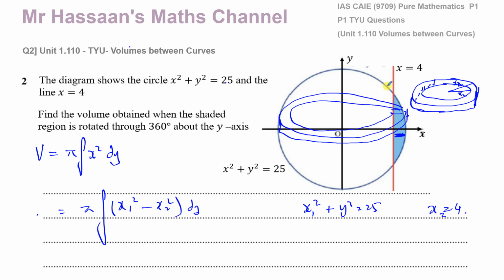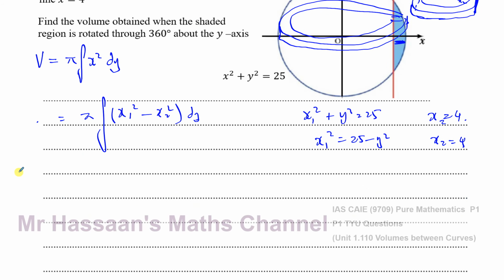Because it's the one on the outside the circle. So we can say x1 squared is equal to 25 minus y squared, and x2 is equal to 4. So what we can do here is say that the volume is going to be pi times 25 minus y squared minus 4 squared.